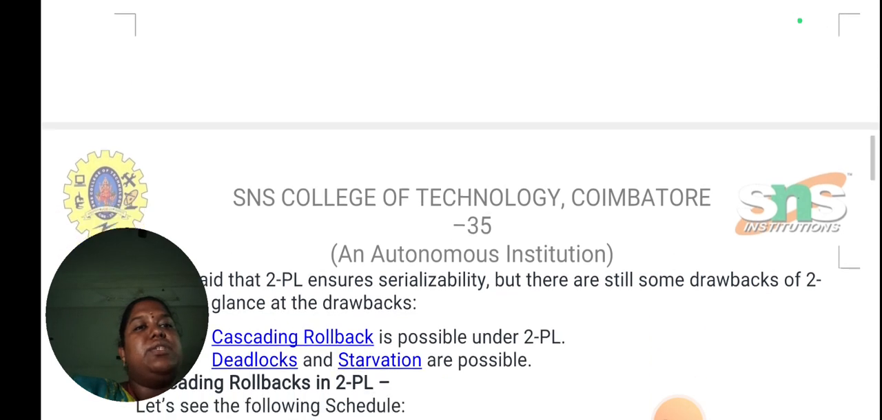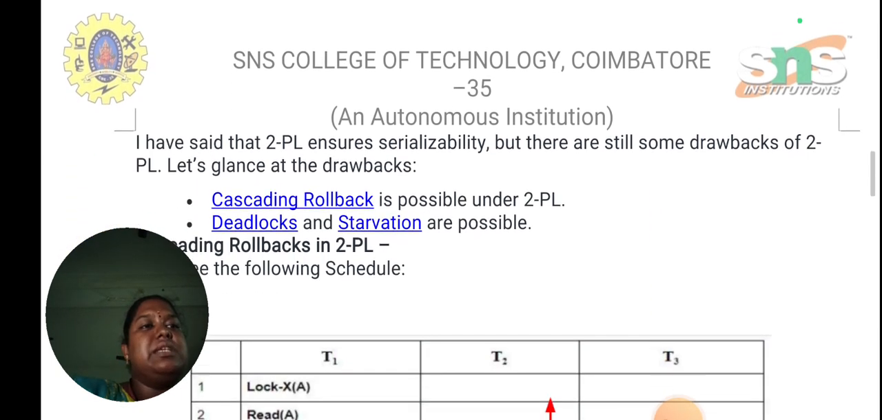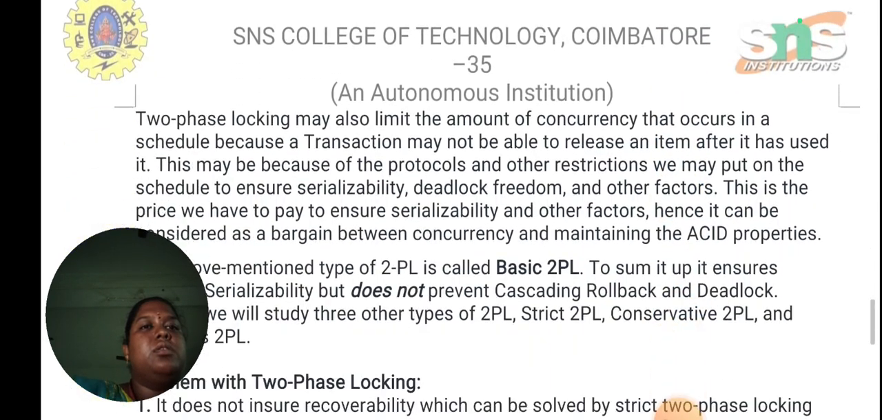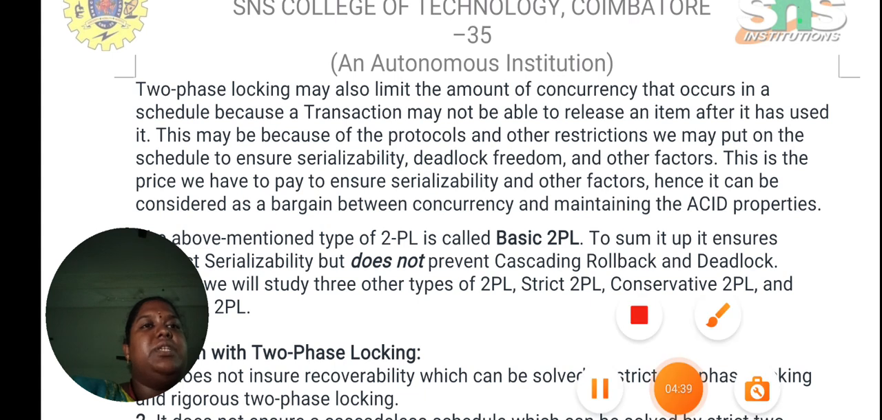You surely understand that 2PL ensures serializability, but there are still some drawbacks of 2PL. The two-phase locking protocol may limit the amount of concurrency that occurs in the schedules because the transaction may not be able to release an item after it has been used. This may be because of protocol and other restrictions put on the schedules to ensure serializability, deadlock freedom and other factors. This is the price we have to pay. Hence, it is considered a bargain between concurrency and maintaining the ACID properties.